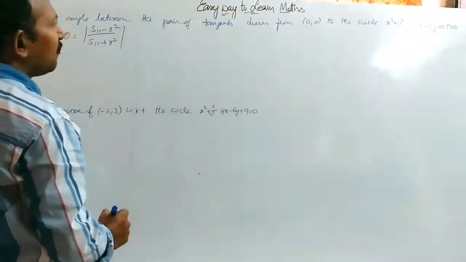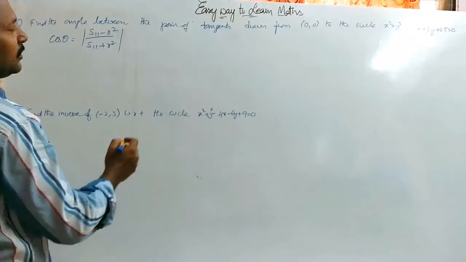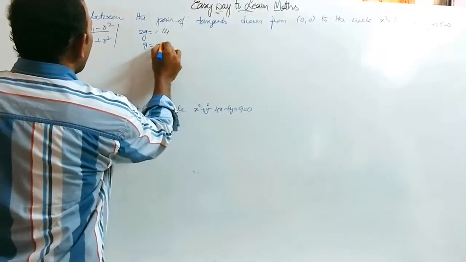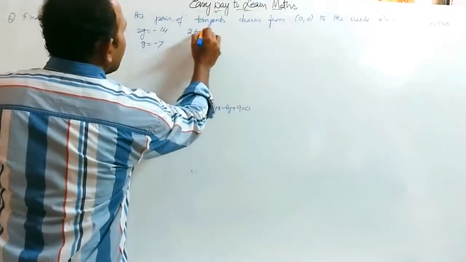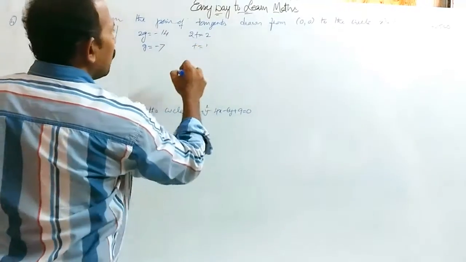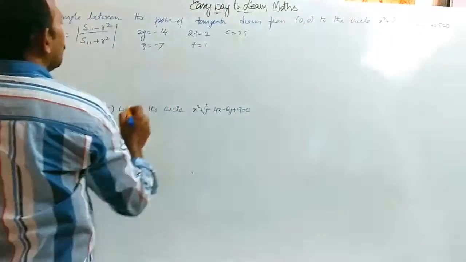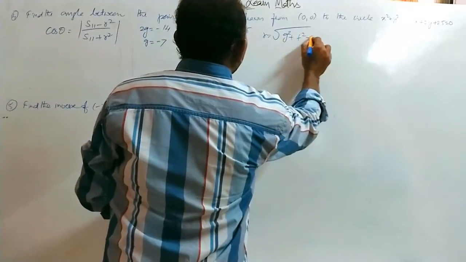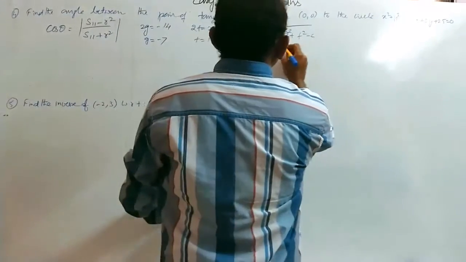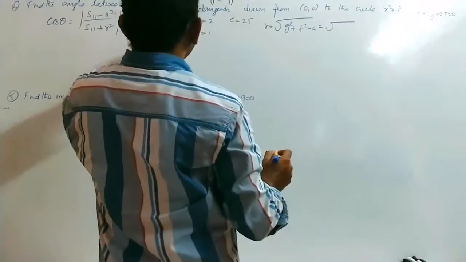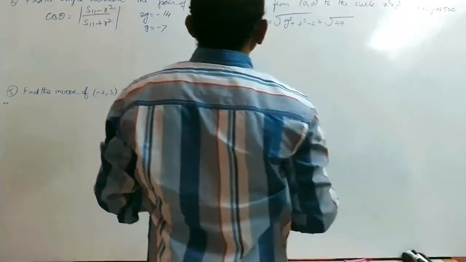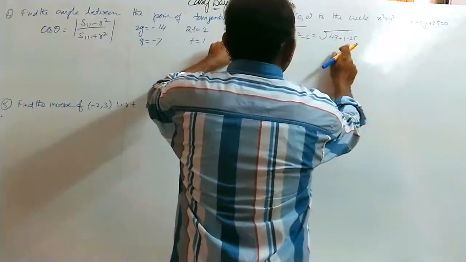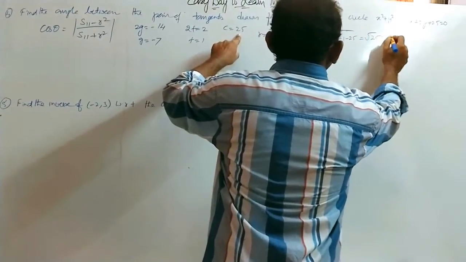To find the value of r, let us find the values of g, f and c. Given 2g = −14, then g = −7, and 2f = 2, therefore f = 1 and c = 25. Now r = √(g² + f² − c) = √((−7)² + 1² − 25) = √(50 − 25) = √25 = 5.